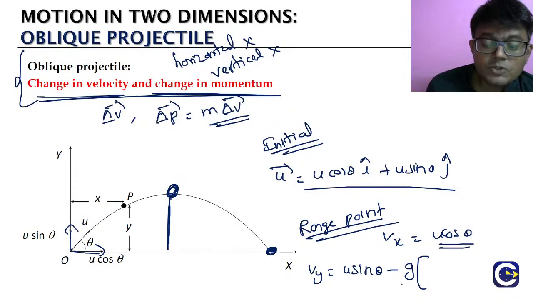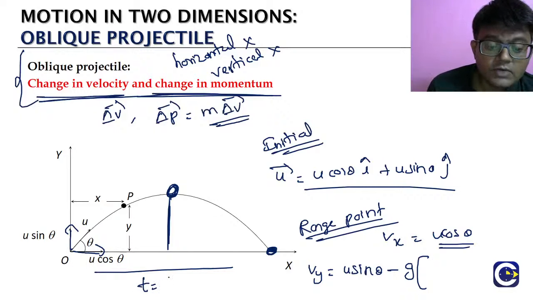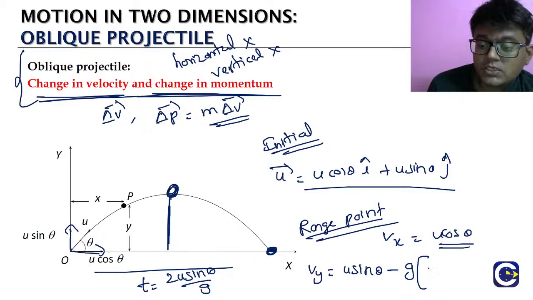T க்கு பதிலா நம்ம என்ன சப்ஸ்டிட்யூட் பண்ண போறோம்? Range means what is the time? This is the time of flight. What is the time of flight value? 2u sin theta by G. பாருங்க, it is what? 2u sin theta by G.